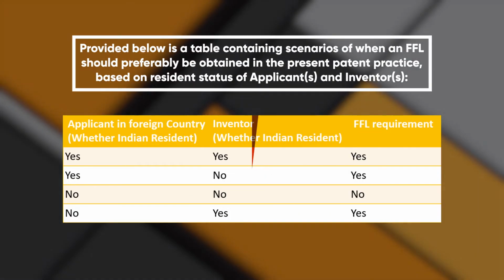Provided below is a table containing scenarios of when an FFL should preferably be obtained in the present patent practice based on resident status of applicants and inventors. If the applicant in the foreign country is Indian and the inventor is also Indian, then FFL is required. If the applicant is Indian but the inventor is not Indian, then the FFL is also required. If the applicant is foreign and the inventor is also foreign, then FFL is not required. But if the applicant is foreign and the inventor is Indian, then FFL is required.